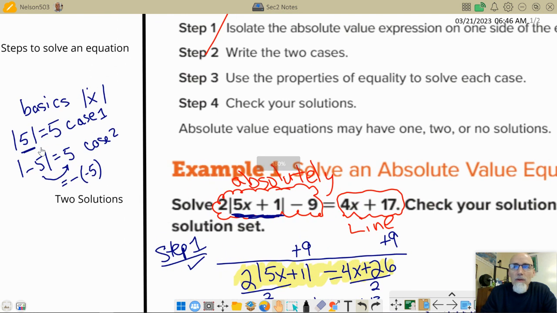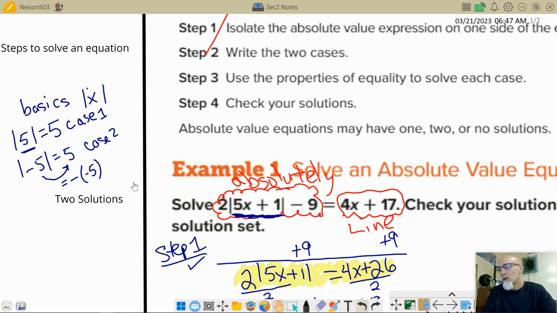Remember how we said the absolute value is the distance that a number is from the origin. So, 5 is 5 away from the origin. -5 is also 5 away from the origin. Now, mathematically, here's how they do that. They take the opposite of the -5. So here's the -5. If we take the opposite of -5, it becomes a +5.